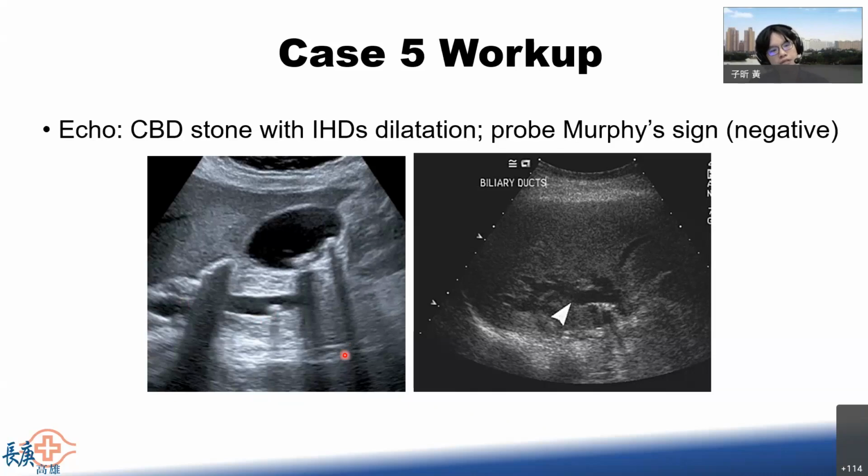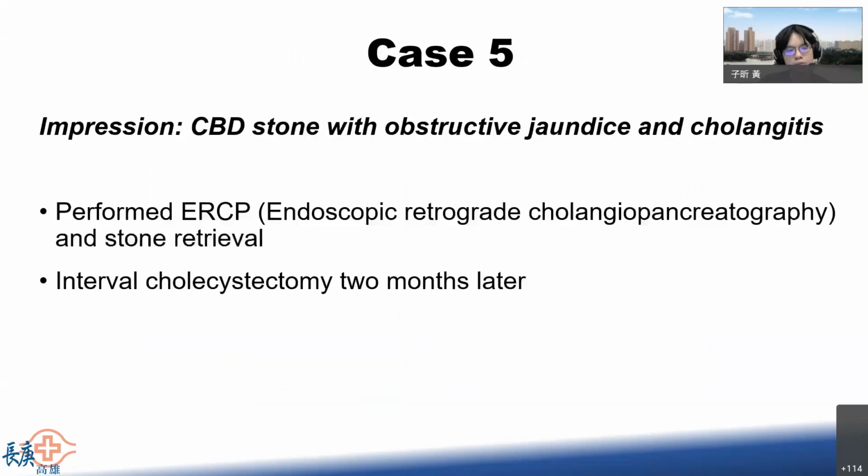So there's a CBD stone here, and the biliary tree is diffusely dilated, and the patient does not have a Murphy's sign. Murphy's sign is indicative of cholecystitis. So this patient has a negative Murphy's sign, and this gallbladder is not swollen or with perigallbladder fluid collection. So you probably have the impression of CBD stone with cholangitis, right?